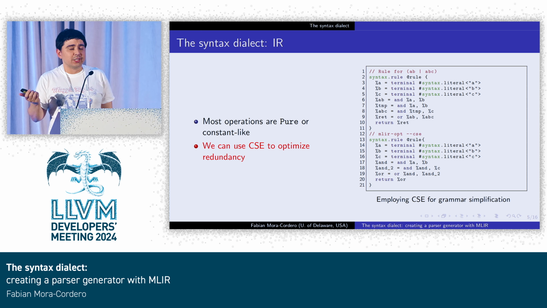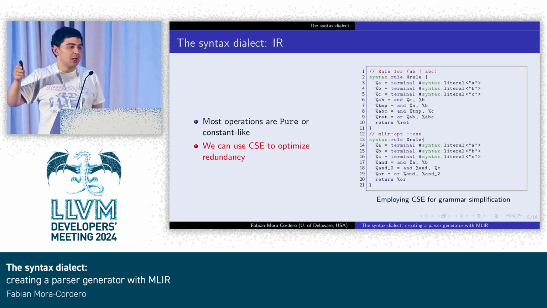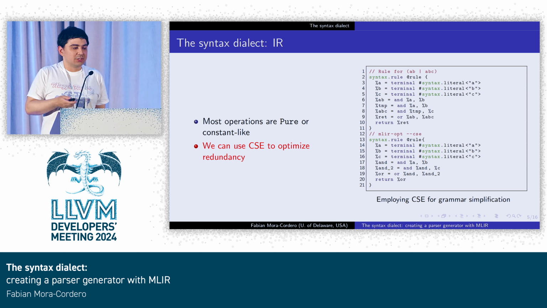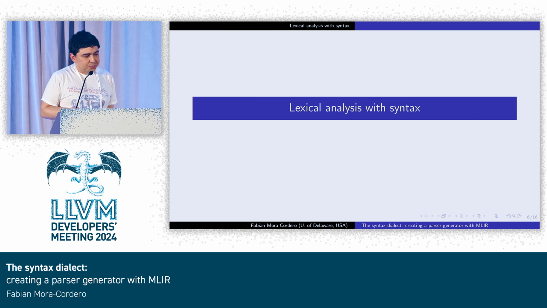So for example, on the left and on the right, what we have at the top is a listing for a rule that has some redundancy because you have AB or ABC, which means that you are computing AB two times. On the bottom, that redundancy is eliminated by CSE. So we can use traditional optimizations to even start optimizing a formal grammar.